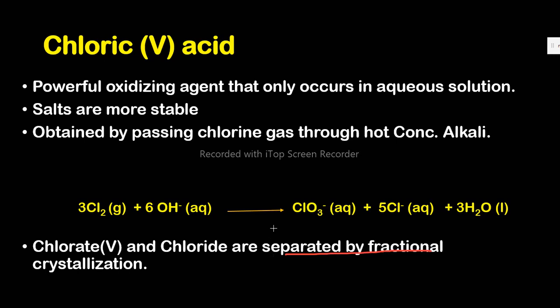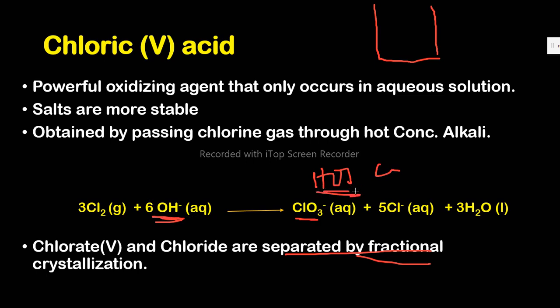with different freezing points. However, the margin is not big. We base on their differences in freezing points. However, the difference is not that big. So that's why we do fractional crystallization. So how do we do it? We dissolve our solution mixture, like in this case. Remember, it's hot and concentrated. You are reacting it with hot concentrated alkali, so it is hot.